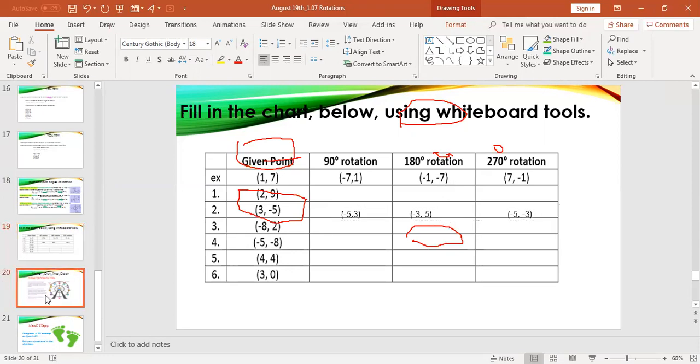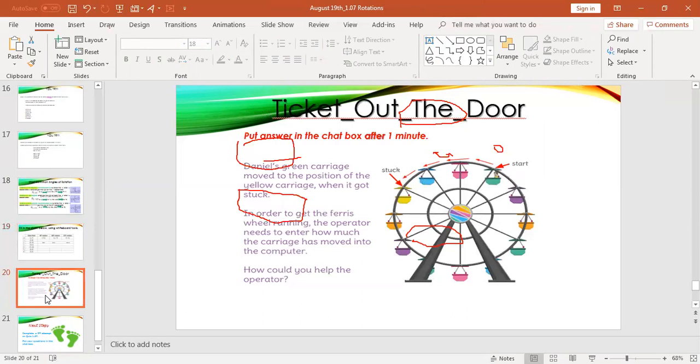All right, last thing we have is the ticket out the door. Daniel's green carriage moved to the yellow carriage when it got stuck. So when you see start, it moved to that position, the yellow envelope. In order to get the Ferris wheel turning, the operator needs to enter how much the carriage has moved. So I'm talking about the angle of rotation. So how can we find it?